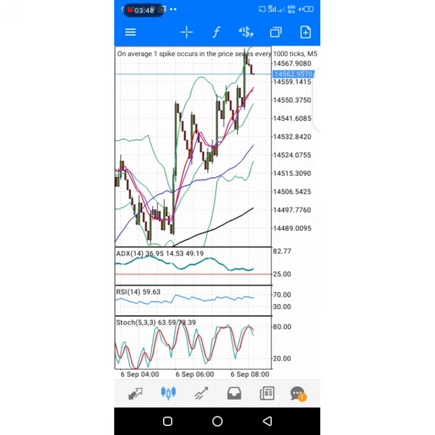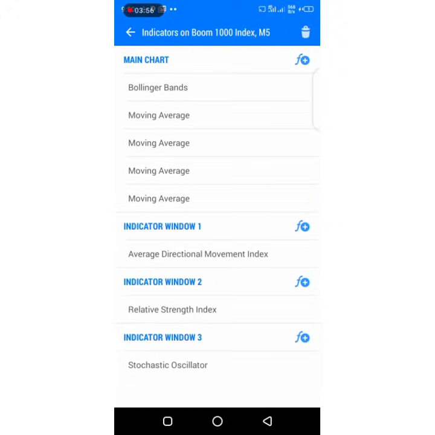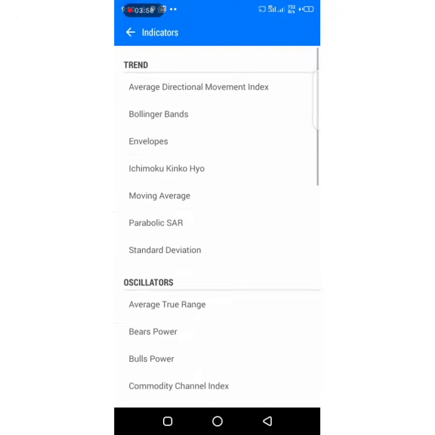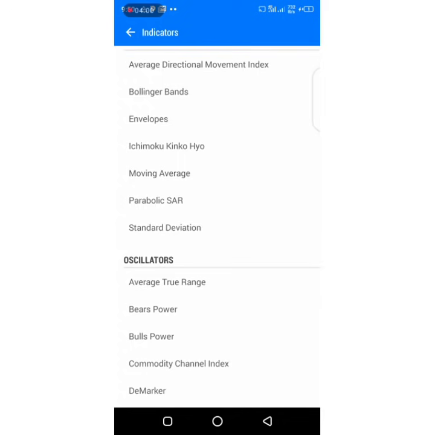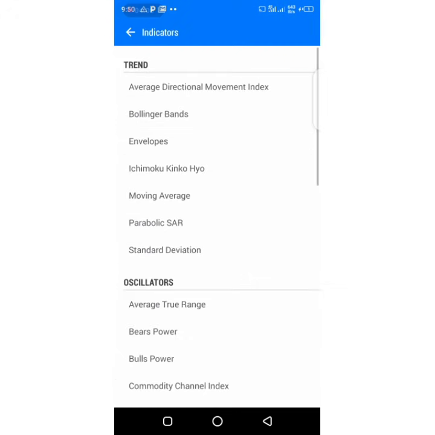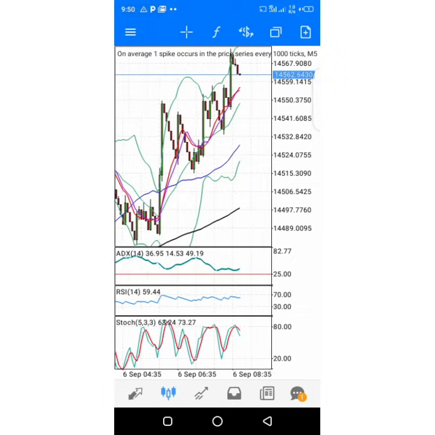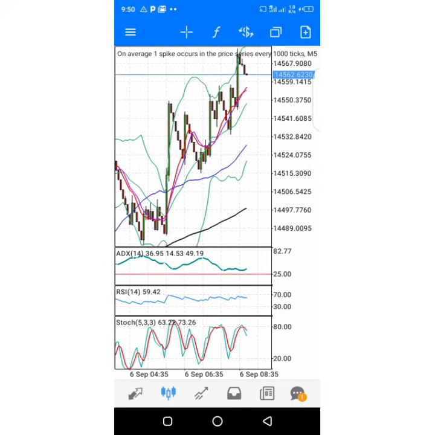stocks, and commodities. How do you set up Bollinger Band? You click on the F sign, click on your F plus symbol, then you click on your Bollinger Band. If you look at the F plus symbol, you check for Bollinger Bands. You see it over here. Click on it. You see period 20 deviation 2.00. Just copy everything you see here and click on done. I clicked back because I have done it before. So you will see it set accurately like this, these three green lines, and with that you'll be able to take trade properly.